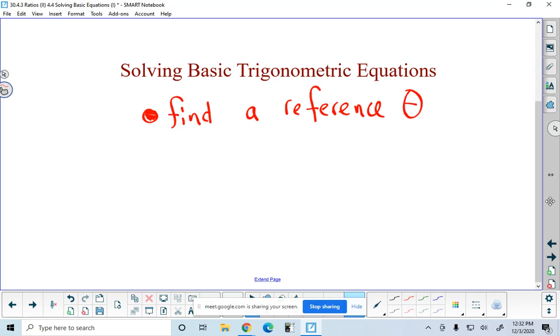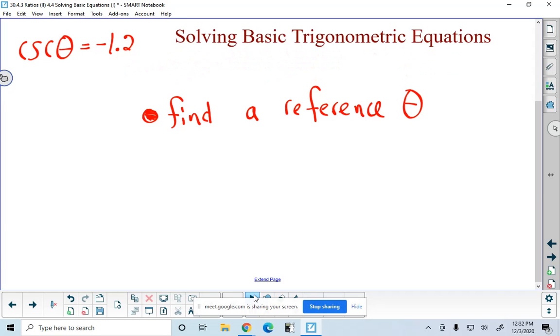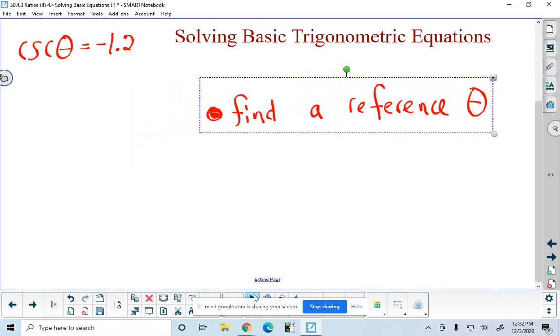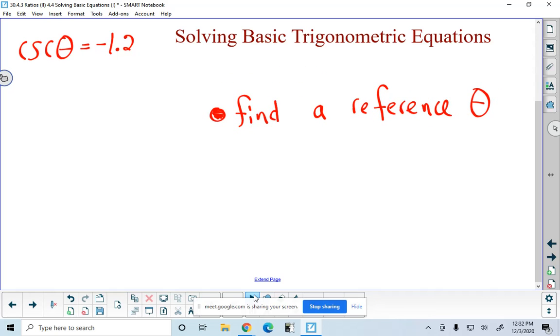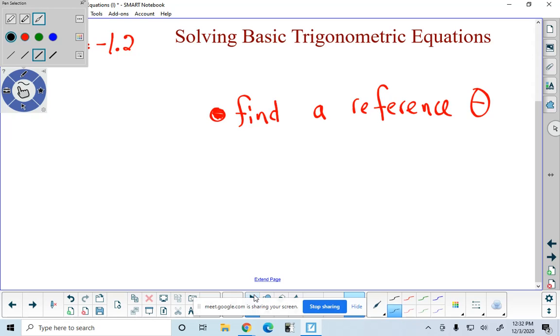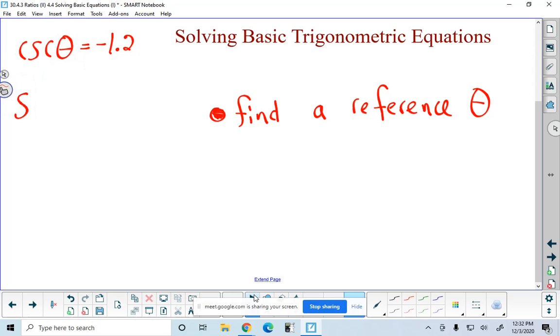So for explanation purposes here, I'm going to make up a trigonometric equation. I'm going to write cosecant of theta equals negative 1.2. And in order for you to determine a reference angle for that trigonometric equation, the first thing you need to actually do is rewrite it as a primary trigonometric ratio. Since cosecant and sine are reciprocals of each other, we can write sine of theta is the reciprocal of negative 1.2, which is negative 1 over 1.2.